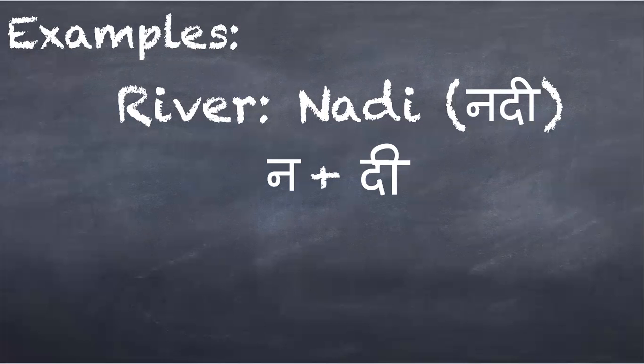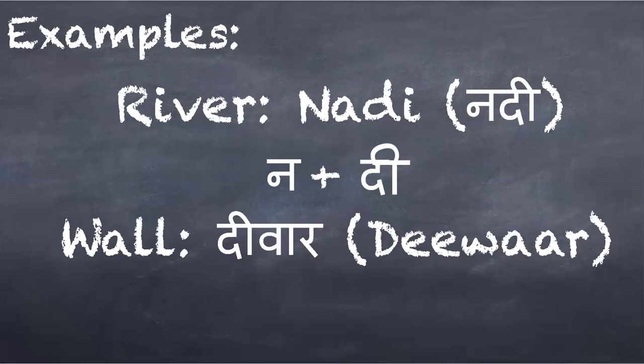Let's take another example. Wall. Wall in Hindi is Diwar. Now this word again has two swar in it, one E and A. So let's break this down.